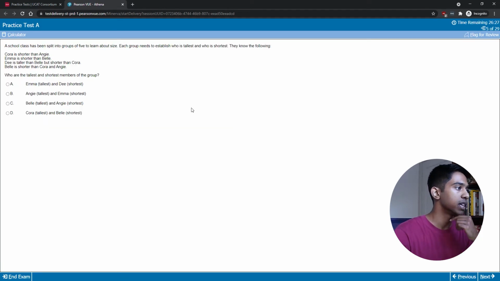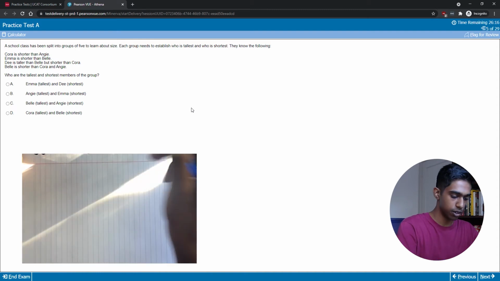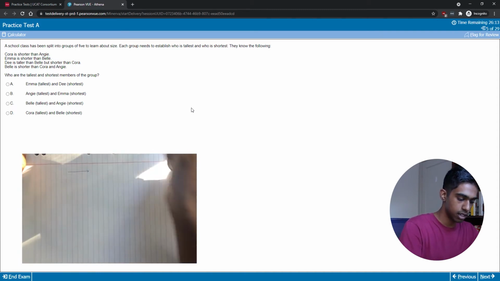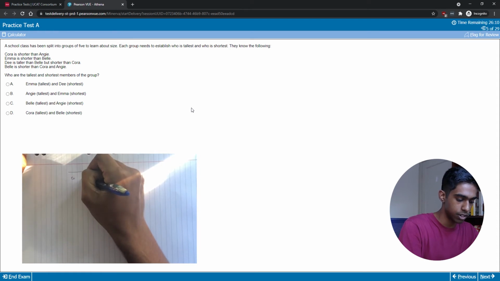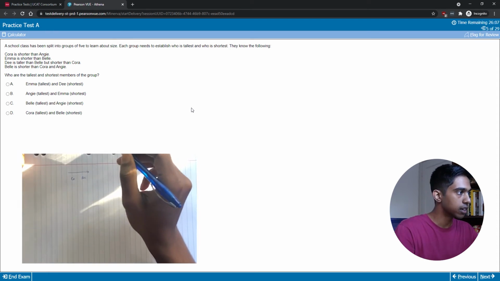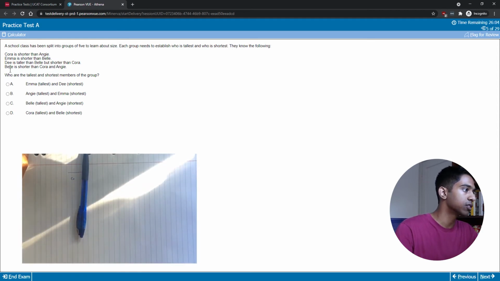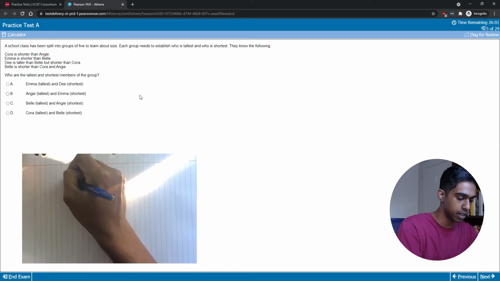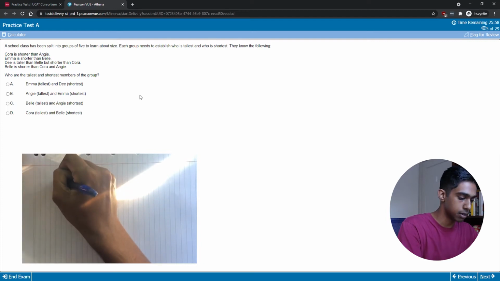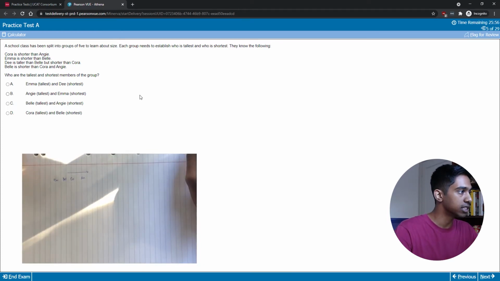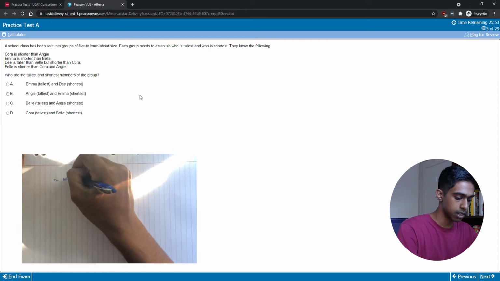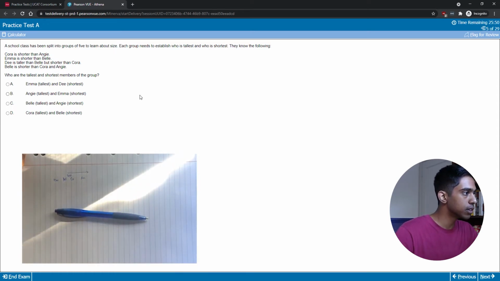Okay. A school class has been split into groups of five to learn about size. Each group needs to establish who is tallest and who is shortest. They know the following. So these ones, it can be quite useful to write stuff down. So I might write, Cora is shorter than Angie, so I might make a line like this. Emma is shorter than Belle. And I see Belle again in this fourth line. So Belle is shorter than Cora and Angie. So I can put Belle here and I can put Emma here because she's shorter than Belle. And then D is taller than Belle, but shorter than Cora, so D must be here. Okay, who are the tallest and shortest members? Then Emma is the shortest and Angie is the tallest.